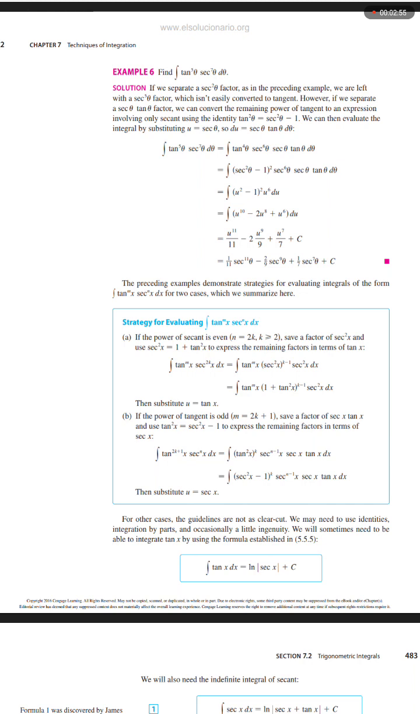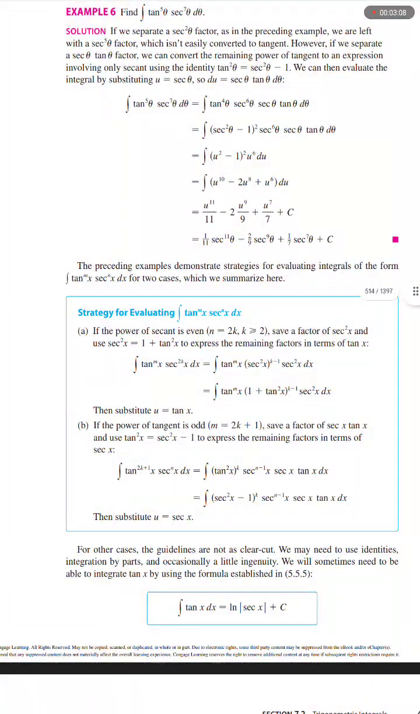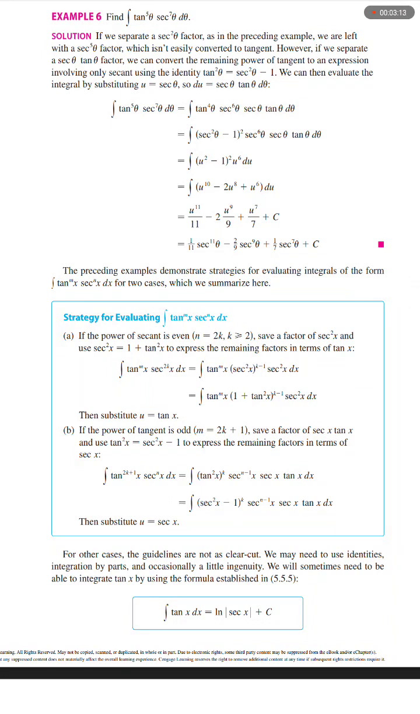The preceding examples demonstrate strategies for evaluating integrals of the form the integral of tangent to the power m x secant to the power n x dx for two cases, which we summarize here. Strategy for evaluating the integral of tangent to the power m x secant to the power n x dx. Part A, if the power of secant is even, (n equals 2k and k greater than or equal to 2), save a factor of secant squared x and use secant squared x equals 1 plus tangent squared x to express the remaining factors in terms of tangent x.